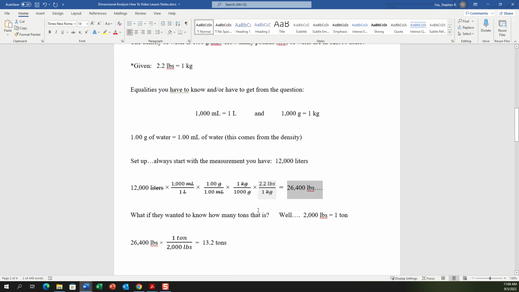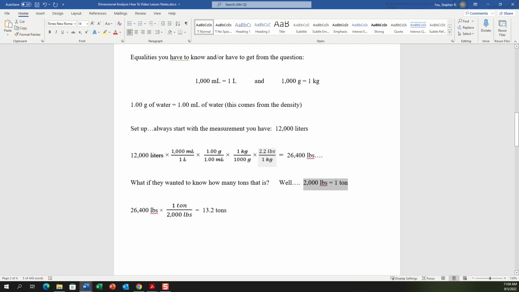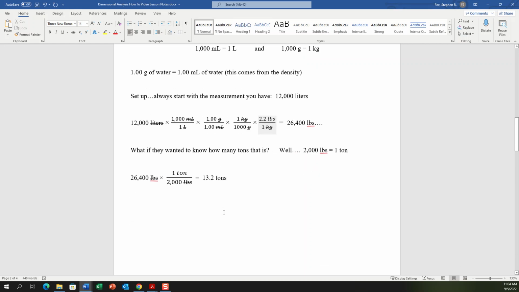What if they wanted to know how many tons that is? Well, hopefully we know this equality: 2,000 pounds equals 1 ton. So now I'll take my pounds and come up with a ratio that's going to cancel out pounds. How do I do that? Well, that's the equality. I'll put pounds on the bottom to get them on opposite sides of the train tracks, and that'll cancel out. So if I just take my pounds, divide by 2,000, multiply by 1, I get my tons. Okay? All right. So let's do another one.